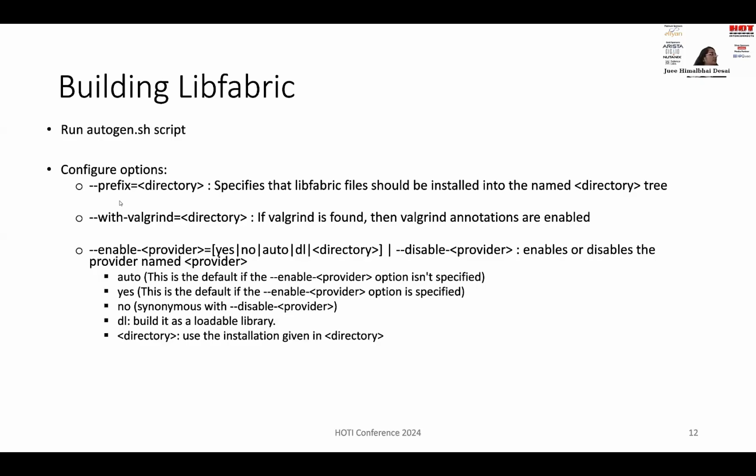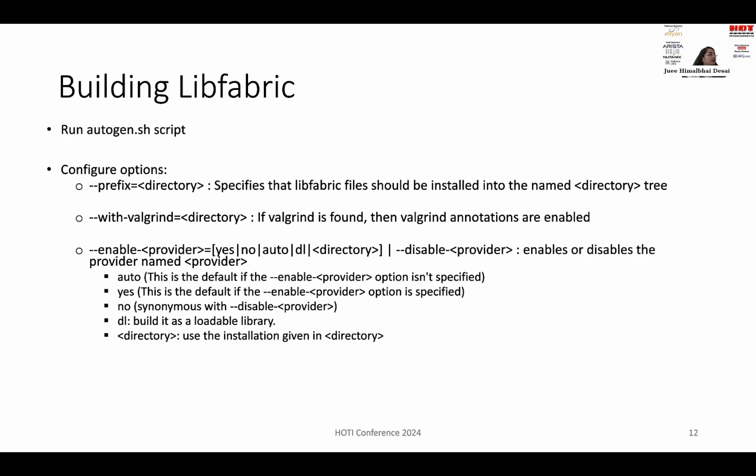So the first option is --prefix. This is the directory or the path where you want to install your Libfabric. So we can give that with --prefix. Next is --with-valgrind. So if Valgrind is available on your system, it will enable Valgrind annotations.